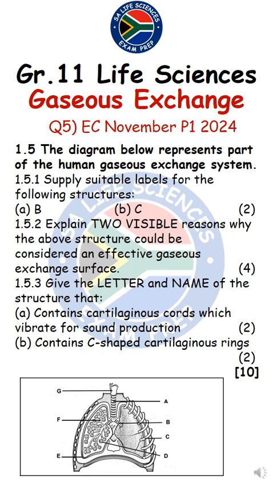Label E is pointing to the pleural membrane. Label F is pointing to the bronchiole. And label G is pointing to the larynx. Now that we've labeled the parts of this diagram, let's answer the questions. So pause the video, work your way through the questions, and then we'll go through the answers.